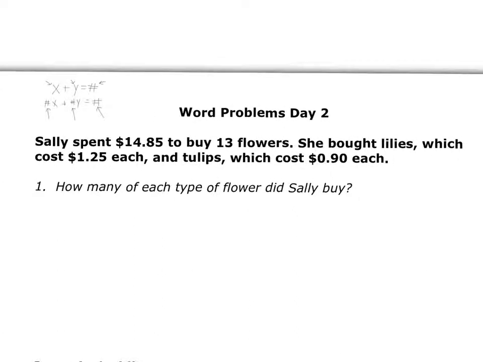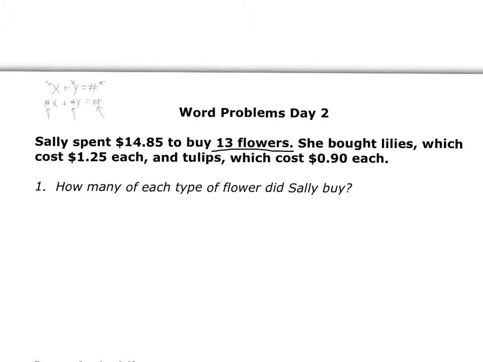Okay, so let's look at number one. It says Sally spent $14.85 to buy 13 flowers. So that's key, 13 flowers. She bought lilies, which cost $1.25 each, and tulips, which cost 90 cents each. So how many of each type of flower did Sally buy? Let's go ahead and solve.